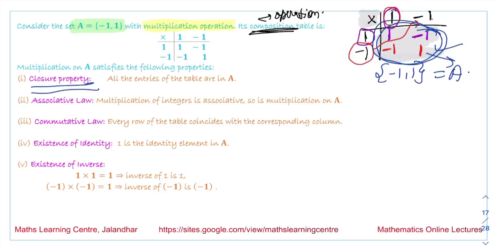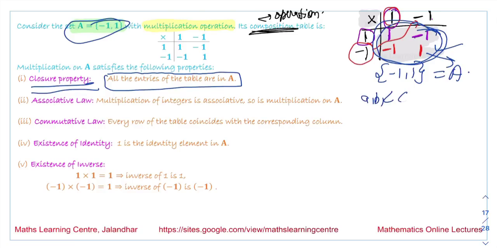So we are saying it satisfies the closure property because all the entries in the table are in A. The next property we are talking about is the associative property. Now it is clear that A has only two elements, and when we talk about the associative property, we require three elements. What is the associative property? We have to take a, b and c belonging to A, but A has only two elements, so it is not feasible to talk about the associative law in this particular case.